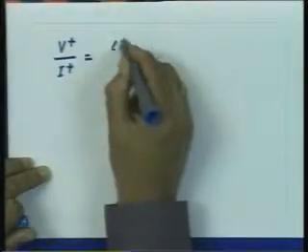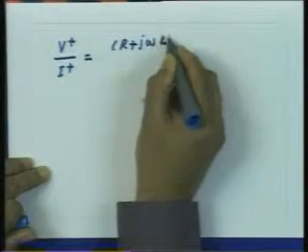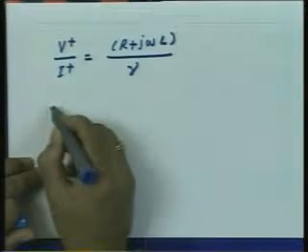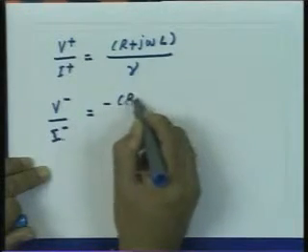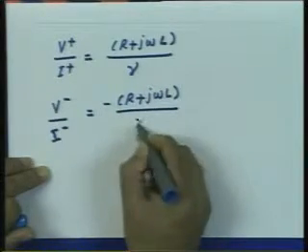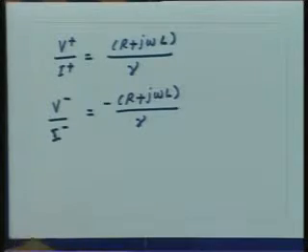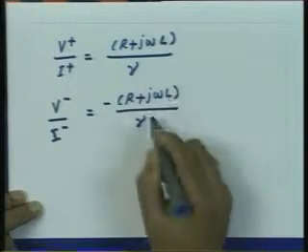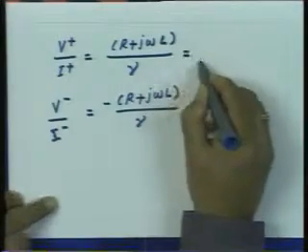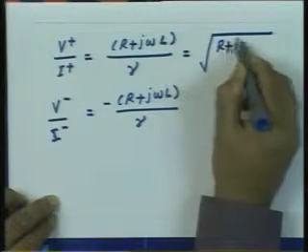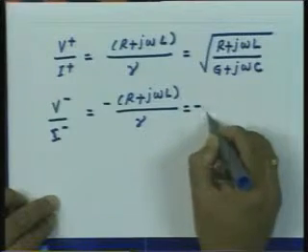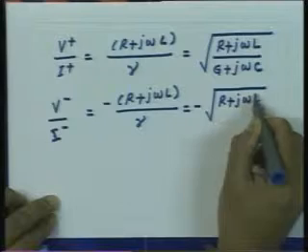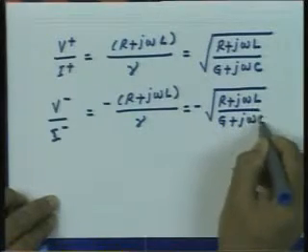Therefore, I get V plus upon I plus equal to r plus j omega L divided by gamma, and V minus upon I minus equal to minus r plus j omega L divided by gamma. Substituting for gamma, which is square root of r plus j omega L into g plus j omega c, this will be equal to square root of r plus j omega L divided by g plus j omega c, and this will be equal to minus square root of r plus j omega L divided by g plus j omega c.